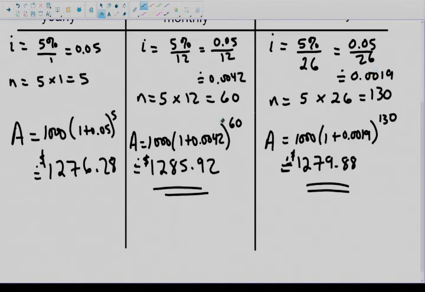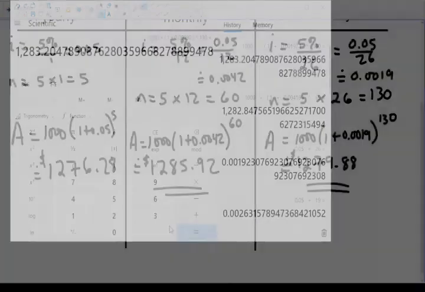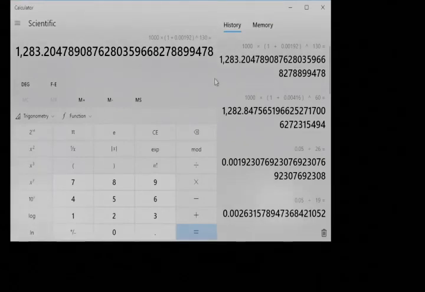So I just want to show you something on the calculator here. I want you to look at the last 2 calculations I did on the calculator, and I hope they're highlighting on the video. The last calculation I did was 1,000 times 1 plus 0.00416 to the power of 60, and I got 1282.84. And then I did 1,000 times 1 plus 0.00192 to the power of 130, and I got 1,283.